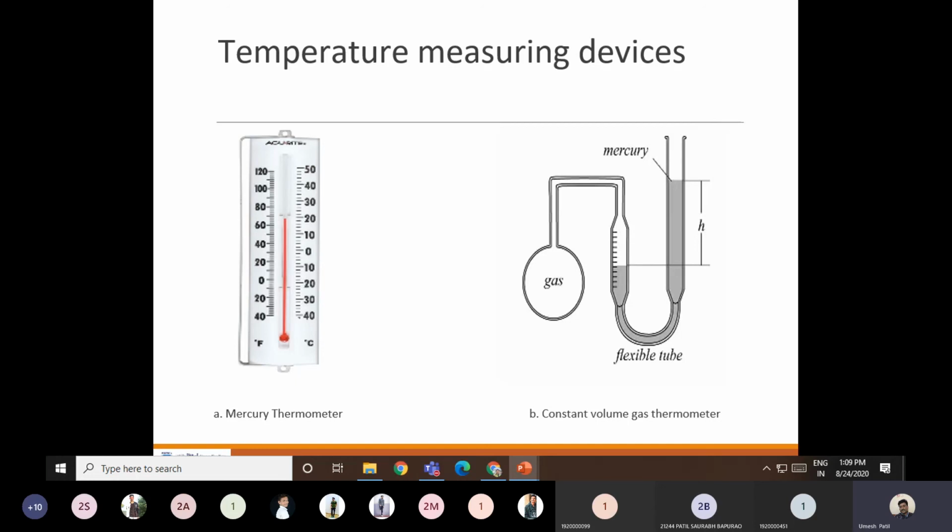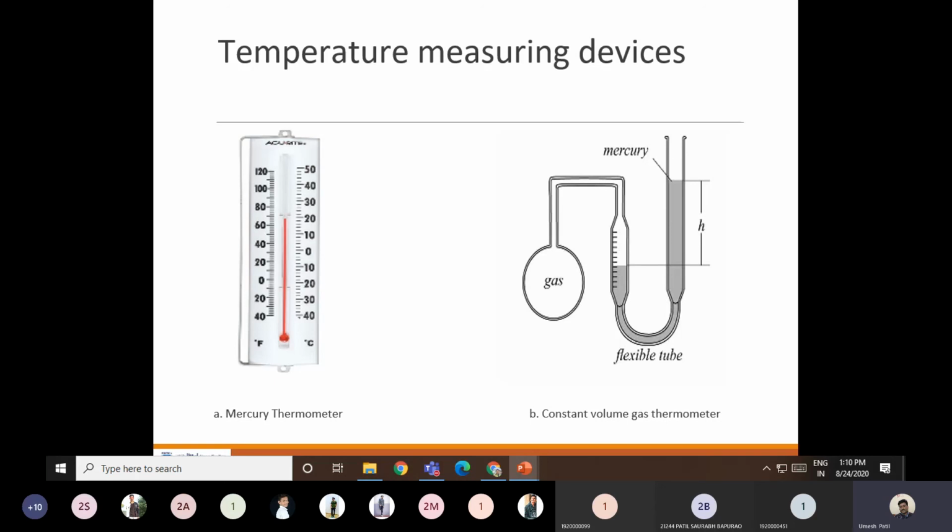So this is the construction and working of the mercury thermometer. But there is a limitation for using this mercury thermometer: it is just used for laboratory purposes. It is not used in industries, because in industries the operating temperature range is very high. Let's take an example of a casting industry where the temperature is more than 1000 degrees Celsius. So we cannot use the mercury thermometer in casting.